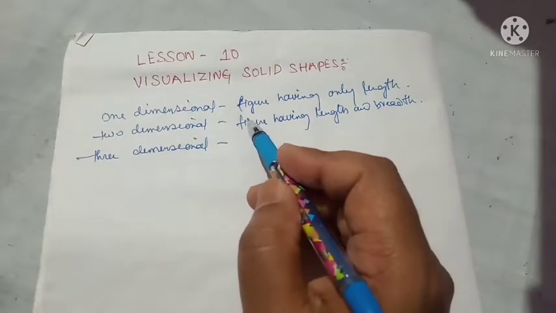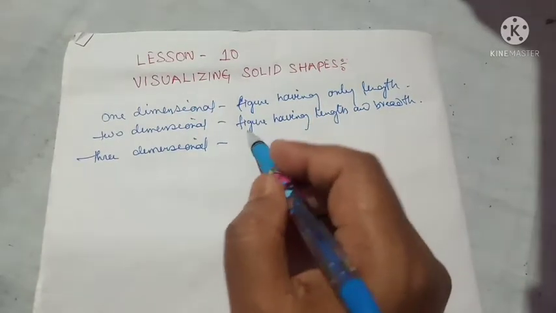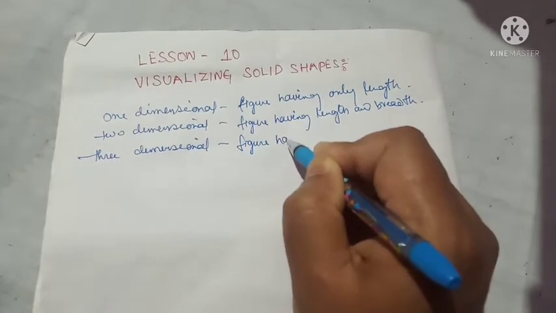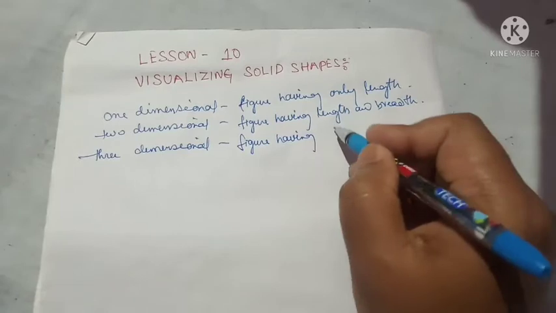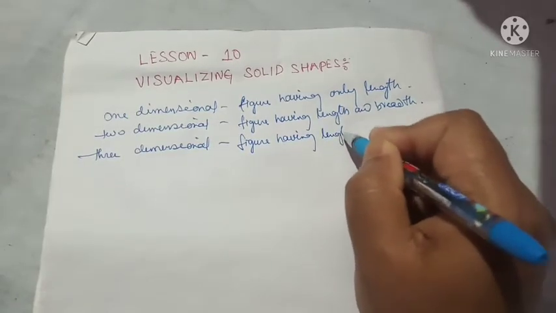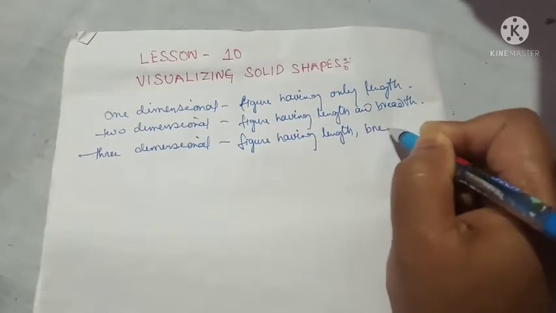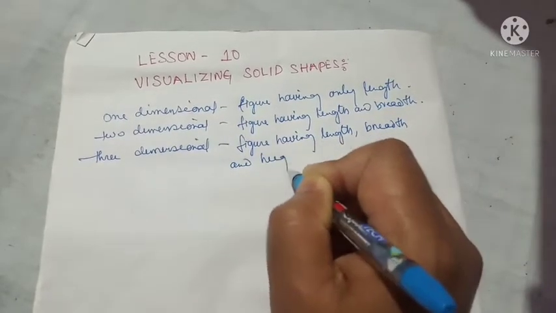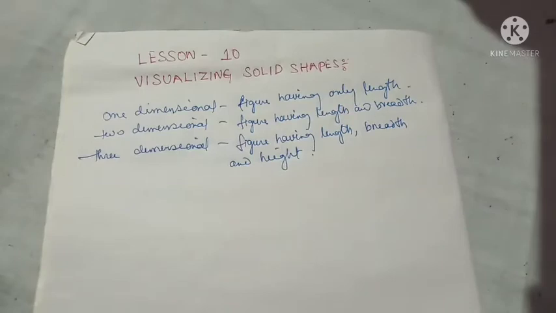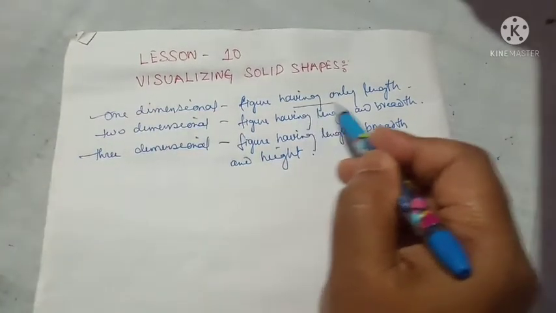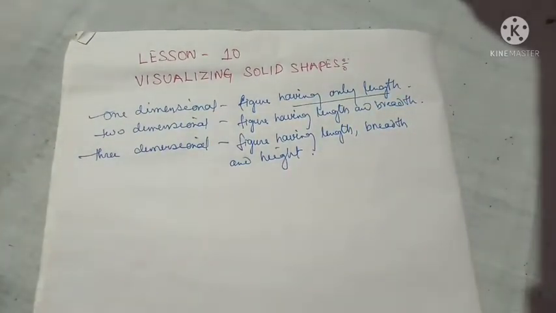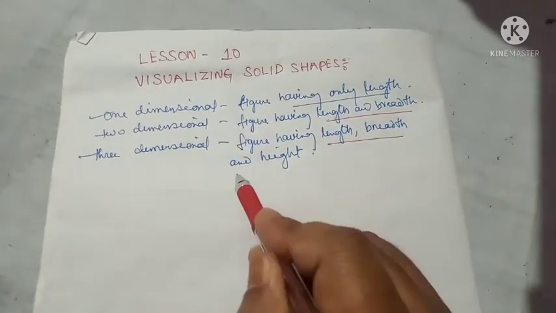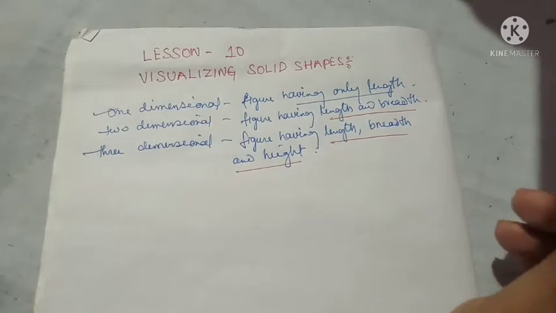Three dimension means a figure having length, breadth, and height. One dimension means a figure which has only length, two dimension means a figure has length and breadth, and three dimension means a figure having length, breadth, and height.